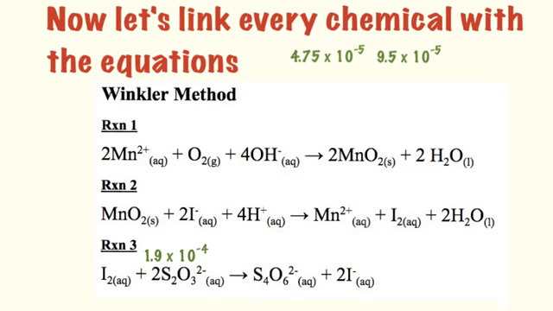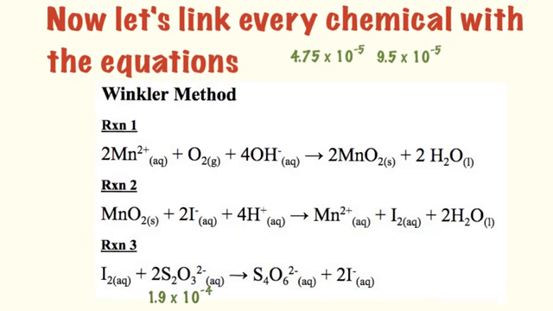Now as we see from here, what we've got to try to do is find something else in reaction 3 that also appears in reaction 2. And we've got 2 options. We can have the I2 aqueous, or we can have the 2I minus aqueous. I'm going to use the I2 aqueous.